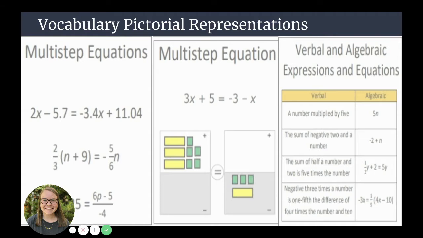Here are some pictorial representations of things that you will be reviewing this week. On the left-hand side, you see what multi-step equations can look like. In the middle, we have modeling multi-step equations, which we will get into tomorrow. And on the right-hand side, this is what we're focusing on today, which is translating.